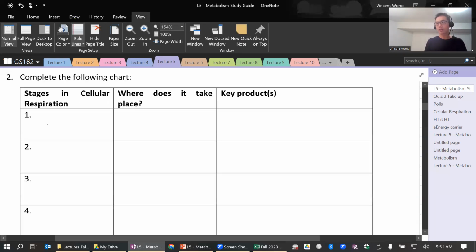So stages in cellular respiration. You should be able to fill this in yourself, the 4 steps. Okay. I'll start the first one for you. Glycolysis.